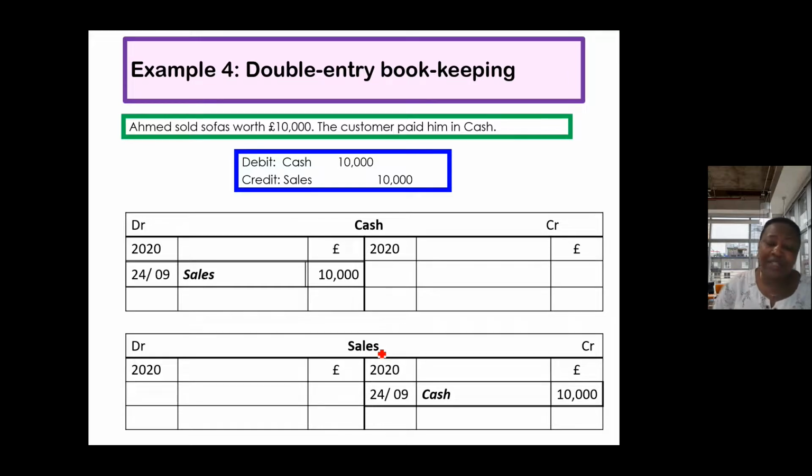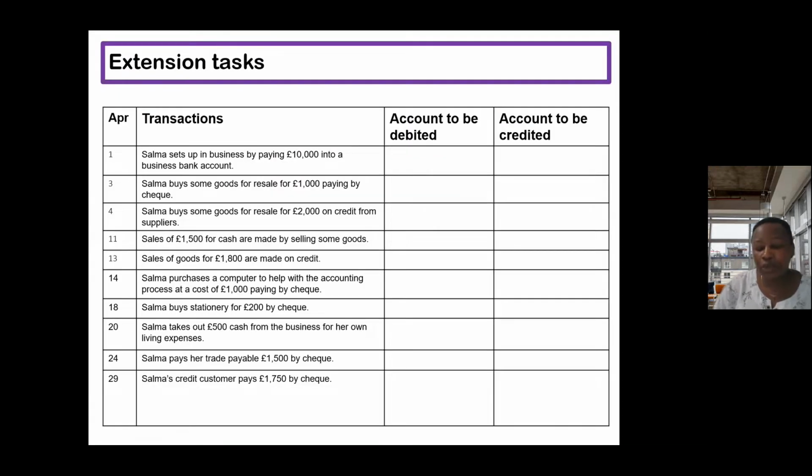So the first thing is for you to identify the elements of the transaction. Once you're able to identify the elements of the transaction, determine if there's been an increase or a decrease, and then that will tell you what you should do, whether you should debit or you should credit, and then you can open the T accounts.